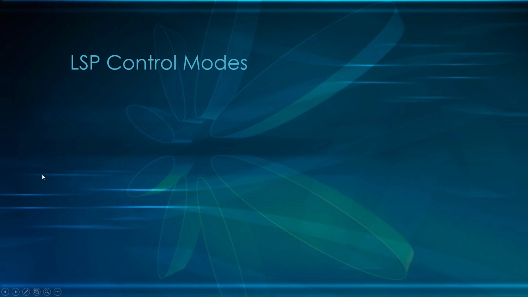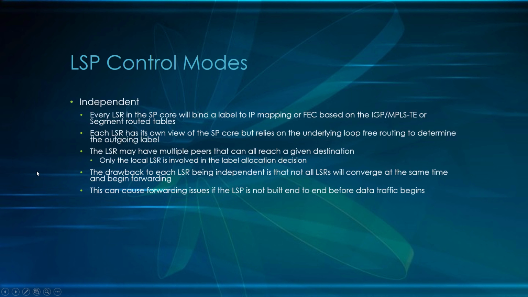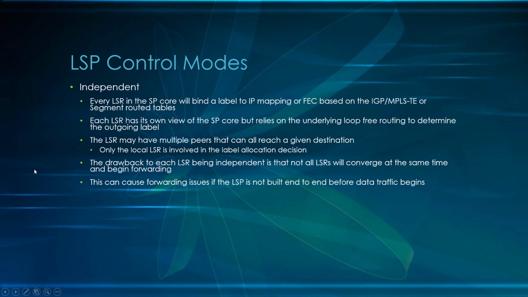There are some LSP control modes as well. We have independent, where every LSR in the SP core will bind a label to an IP mapping, or FEC, based on the IGP or MPLS TE or segment routing tables. Each LSR has its own view of the SP core, but relies on the underlying loop-free routing to determine the outgoing label. So LDP itself is going to leverage whatever IGP forwarding tells it to do.